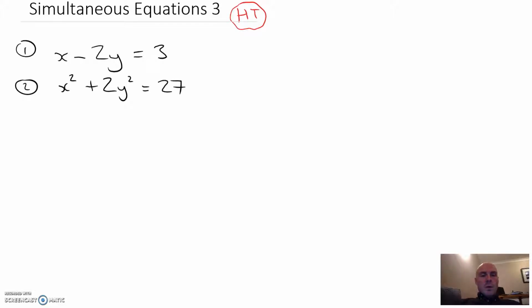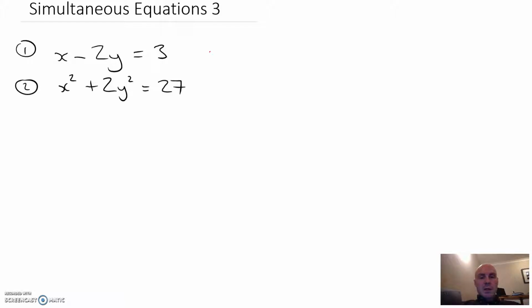Okay, so we've got two simultaneous equations here. We've got x minus 2y equals 3, and we've got x squared plus 2y squared equals 27. Now, as soon as you see those squares appearing in one of your equations, our previous method is not going to work. Okay, so we need a different method to tackle these sorts of simultaneous equations. Okay, and that method is called substitution. It's a bit like the second part of the method we've already used.